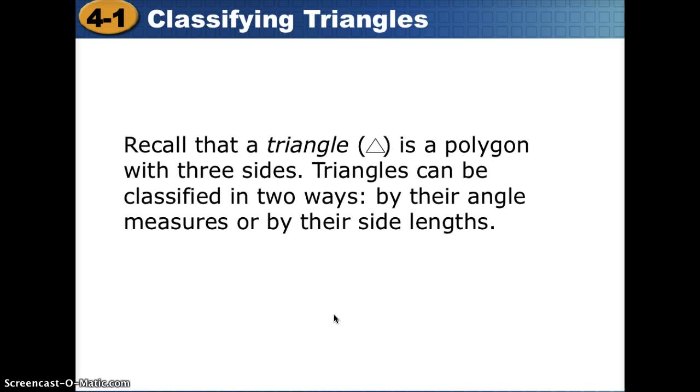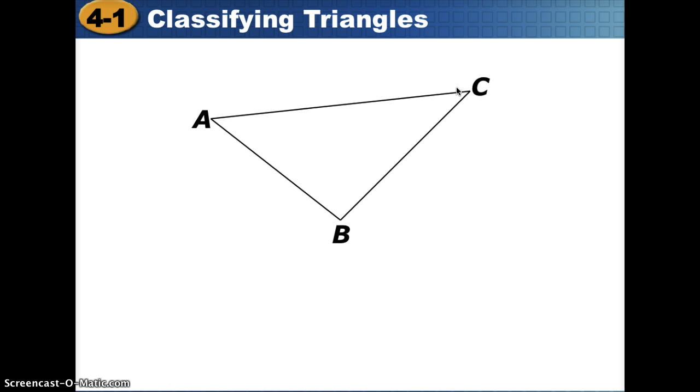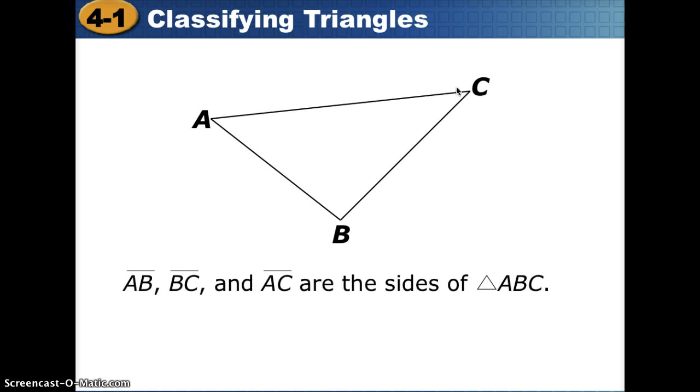A triangle is a polygon with three sides. Triangles can be classified in two ways, by their angle measures or by their side lengths. So let's take a look at triangle ABC here. Segments AB, BC, and AC are the sides.